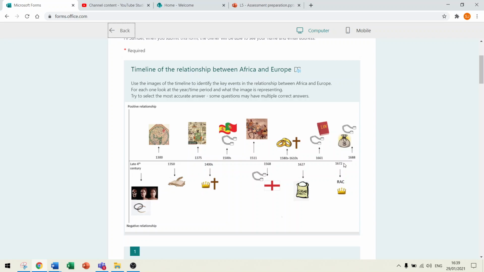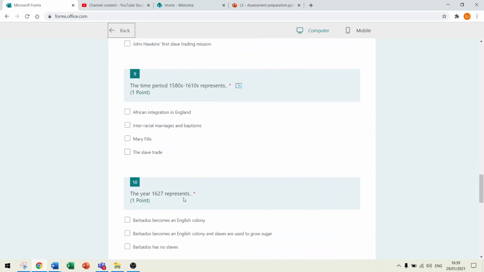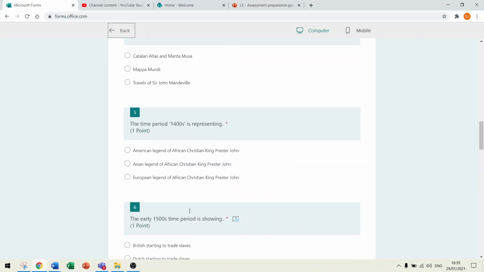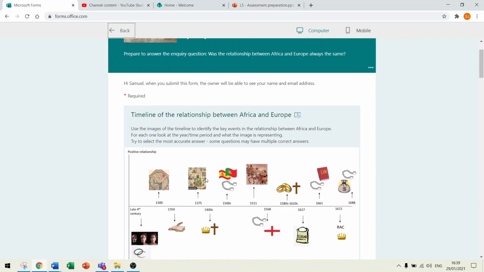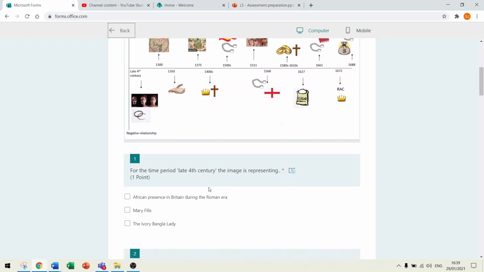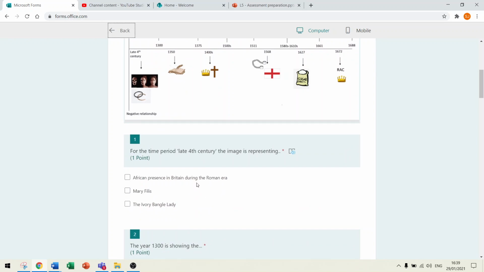We can see we've covered a lot of time, and we go from the late 4th century, so the late 300s, with the Romans, all the way through to 1688, and each year or period of time is represented through an image. So what you need to do is, there are 13 images in total, I believe. 13. You need to identify through multiple choice which is the correct representation being shown.